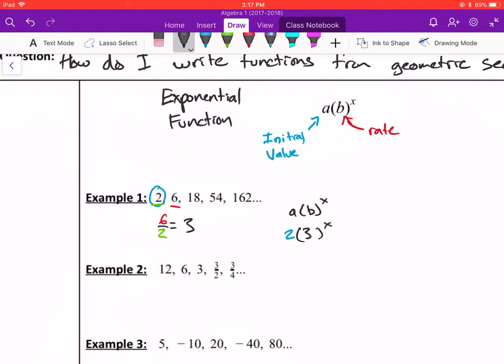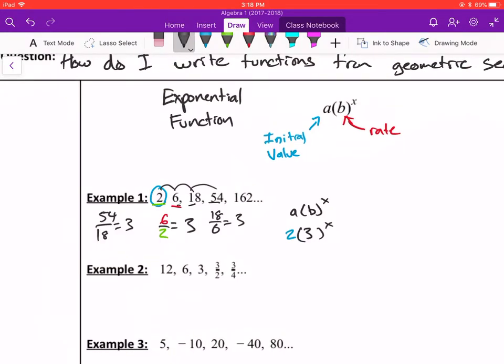Notice how it works for any of them. If I take 18 and 6, 18 divided by 6 is also 3. If you take 54 and 18, all of those have a constant change of being multiplied by 3. Because 2 times 3 is 6, 6 times 3 is 18, 18 times 3 is 54. You're changing geometrically. It's being multiplied as we go on.